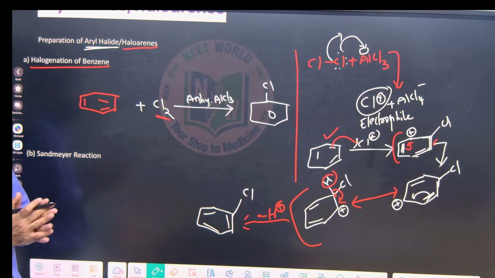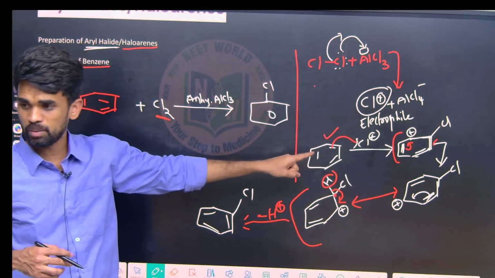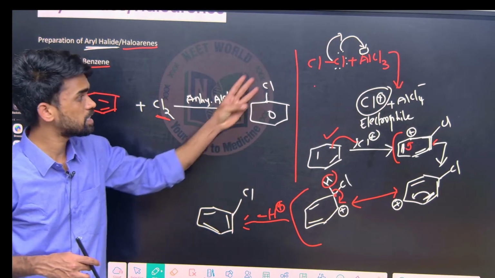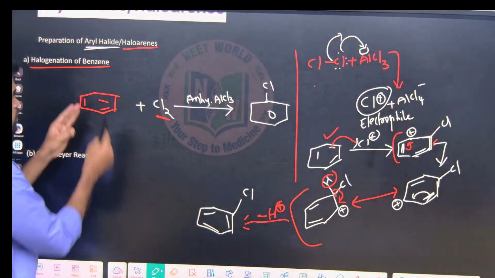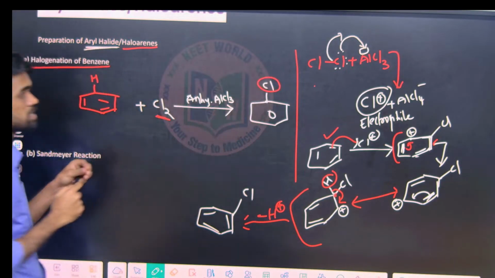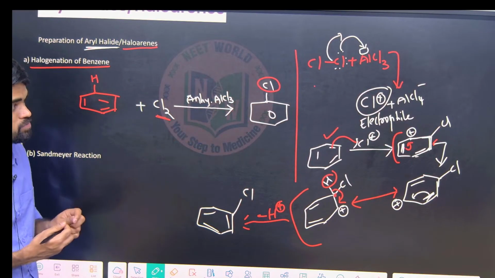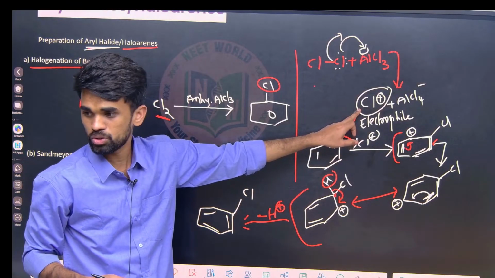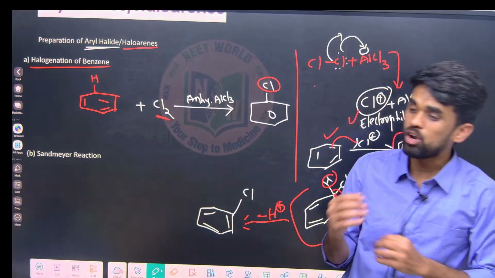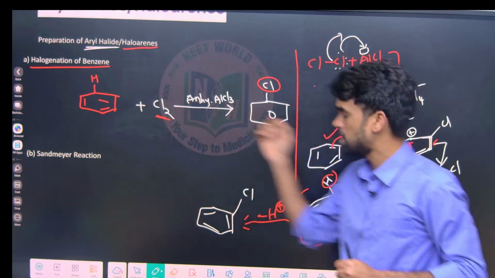Now what steps have you seen? First step is generation of electrophile. Second step is attack of the electrophile on the benzene ring, that is the formation of sigma complex. Final step is deprotonation. So these are the 3 steps involved. One hydrogen atom is replaced by chlorine, so it is a substitution. One player is substituted by another player. What type of substitution? Electrophile is substituted, in which one? In an aromatic ring. So you can simply call it aromatic electrophilic substitution reaction.